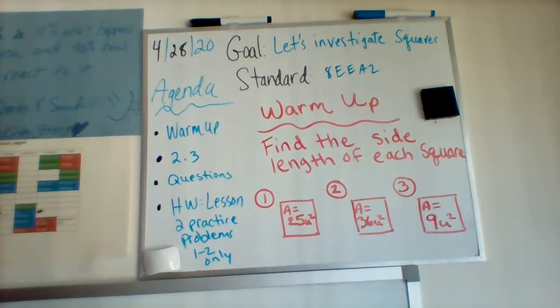When you guys have answers for the 3 squares and their side lengths, just put it in chat, please. And then we're going to go over it so that we can make a connection in 2.3.